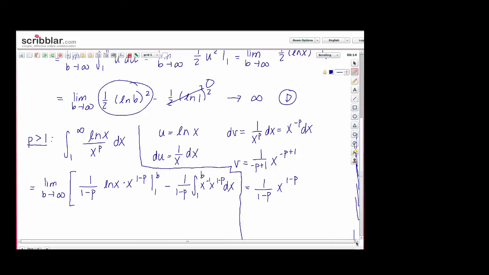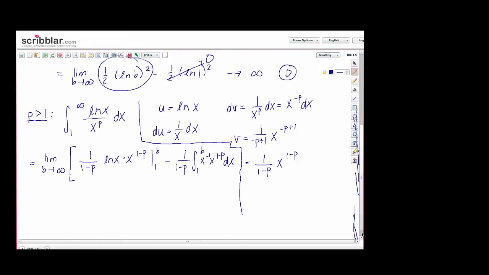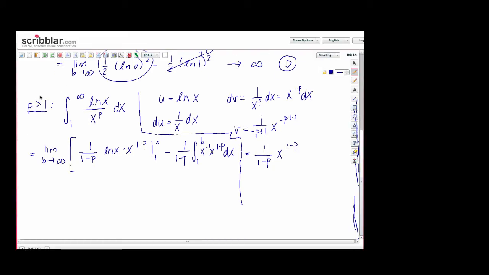Now we need to think about these limits, and again remember we're in the case where p is greater than 1. In the first part, we've got our limit as b goes to infinity, and I have my 1 over 1 minus p, which is just some number because p is greater than 1.